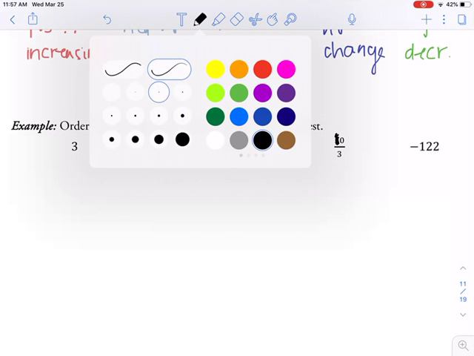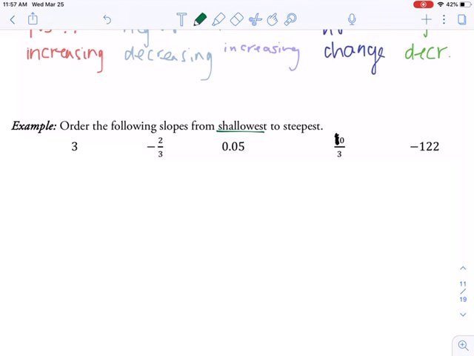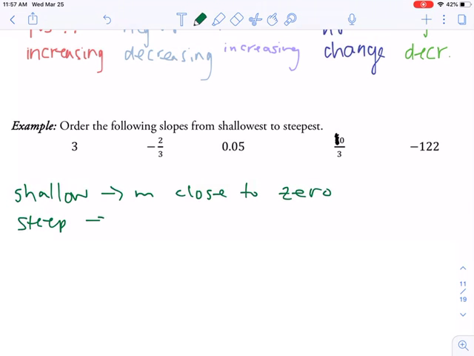Okay, so remember that the shallowest line will be the slope closest to 0. Okay, so shallow means m, or slope, is close to 0. Okay, and a steep line, that's the other option, means the opposite, so m is far from 0.